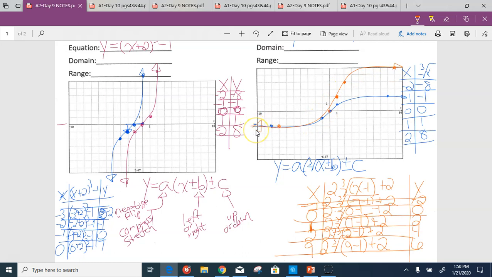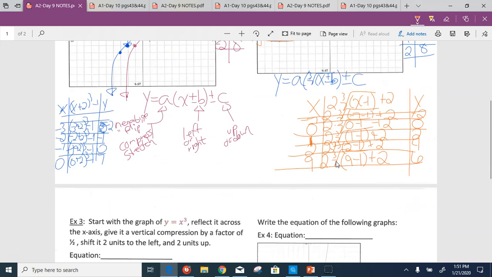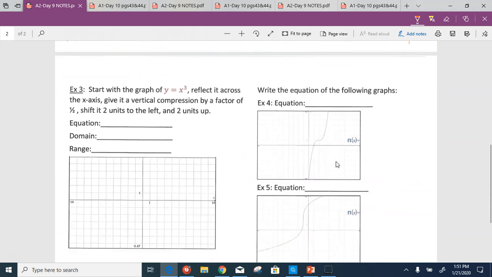So it's been translated, it's been stretched, it's been shifted 1 unit to the right and 2 units up. That means the anchor point went from here, 1 unit to the right, and then 2 units up. I can show that 1 unit to the right and then 2 units up. There we go. There's our anchor point. There's our translation. So we're going to practice more of this.